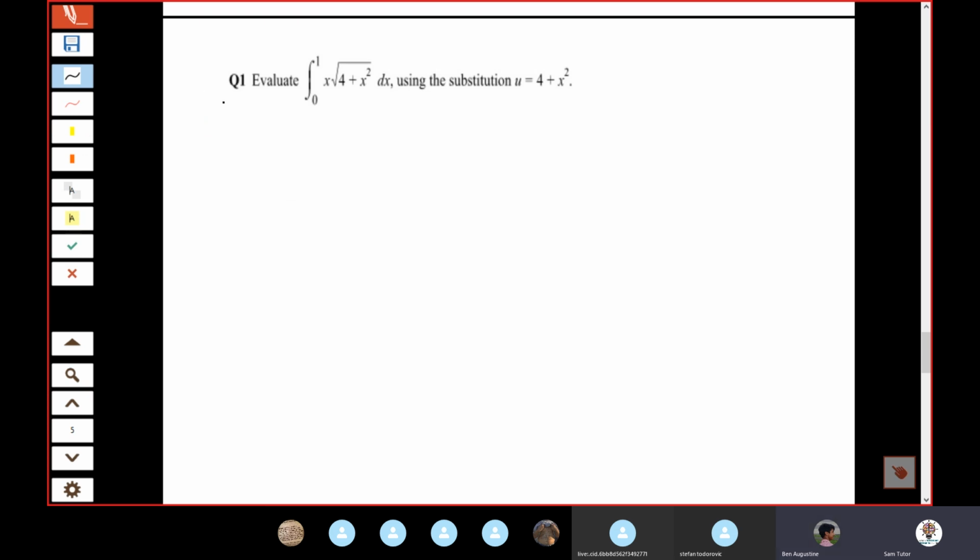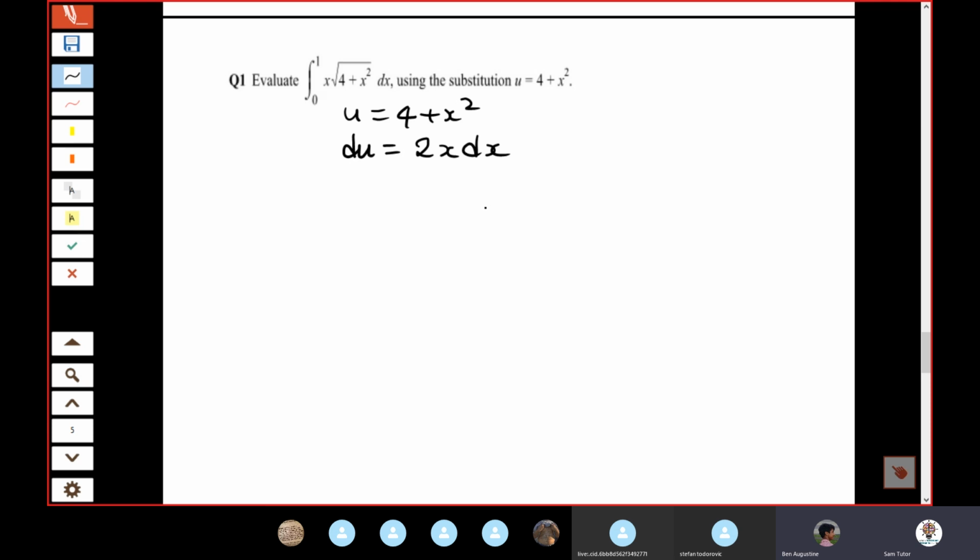Let's do this. So first line, you would write u equals 4 plus x squared. Next line, we write du equals the derivative of x squared, 2x dx.